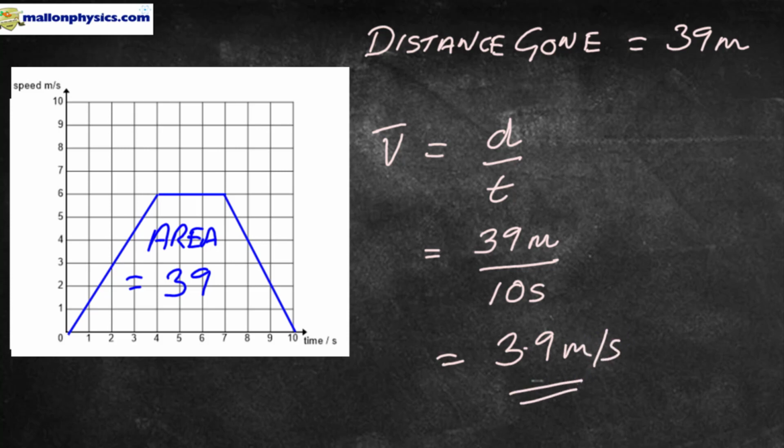So even though the speed of the object changes all over the course of 10 seconds, we now can work out the average speed from that object's speed time graph by calculating the total area under the graph, which gives us the distance gone, and knowing how long the journey lasts for, 10 seconds, we can finally calculate the average speed of that object to be 3.9 meters per second over the whole of its journey.